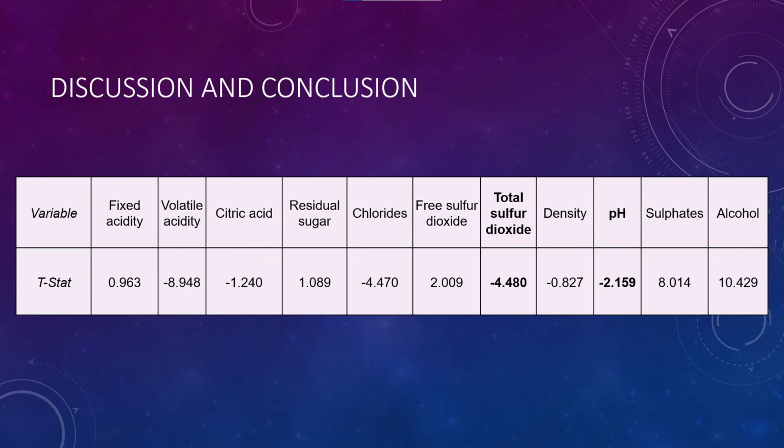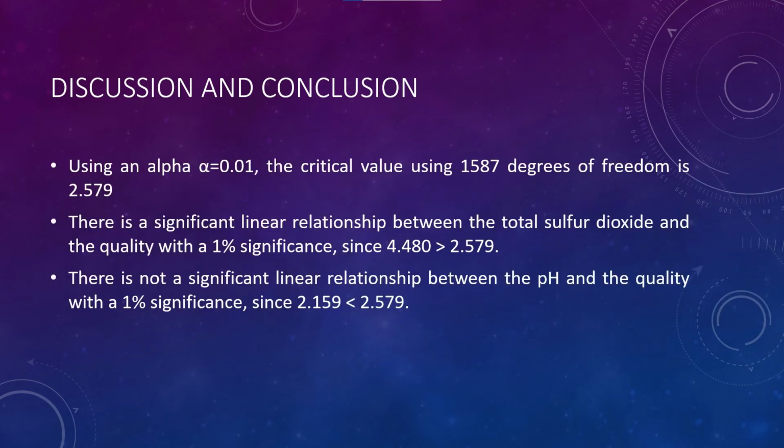Using an alpha of 0.01, the critical value using 1587 degrees of freedom is 2.579. So we can say that there is a significant linear relationship between the total sulfur dioxide and the quality of a wine with a significance of 1%, since the t-value of the total sulfur dioxide is higher than the critical value. We can also say that there is not a significant linear relationship between the pH and the quality of a wine with a 1% significance, since the t-value obtained from the pH is lower than the critical value.